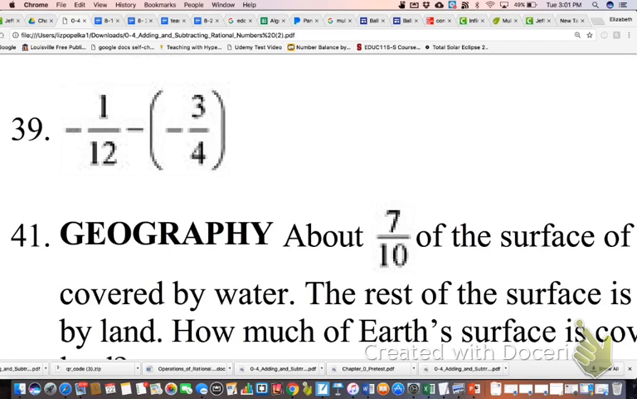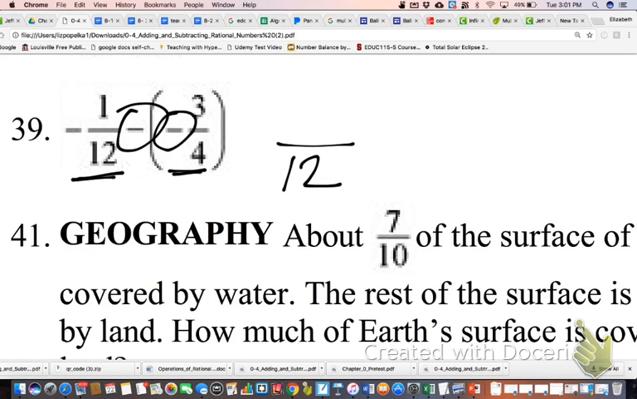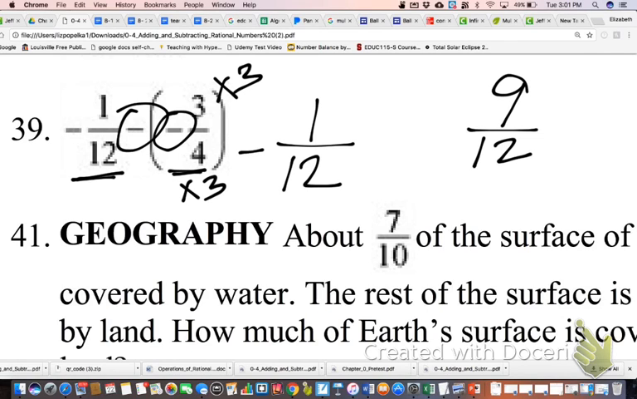Number 39, so we've got another example of where we're subtracting a negative number. Great, so we've got a minus a negative, which we will recall means that it's actually a positive. Okay, and I also need to get a common denominator. The smallest number that 12 and 4 will both go into is 12. So that negative 1 over 12 is going to stay the same. But I need to convert that 3/4 into something that has a 12 in the denominator. To get that 4 to become a 12, I would simply multiply it by 3, which means I'm going to multiply that 3 by 3. So that becomes 9 over 12.